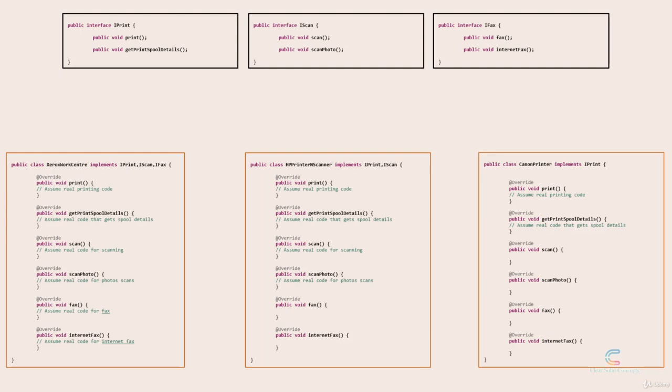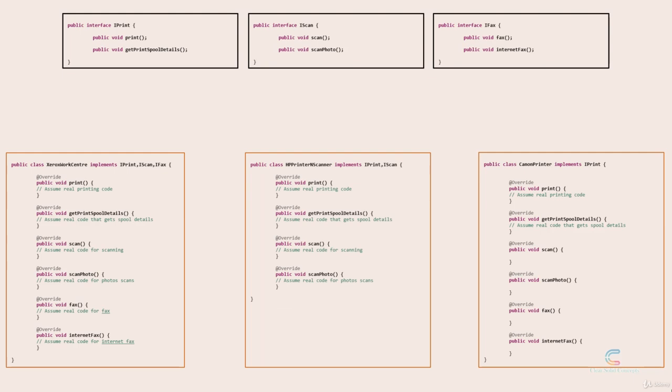So the Xerox Work Center will implement all three interfaces. Remember, all object-oriented programming languages allow a class to implement multiple interfaces. The HP device class will implement the iPrint and iScan interfaces. So we can delete the fax and internet fax blank implementations now from this class.